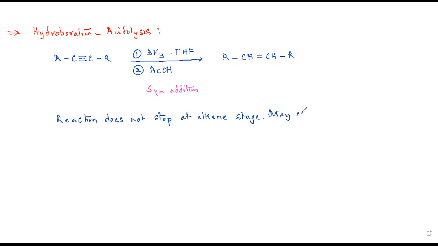May even get reduced to alkanes. So to prevent this, yes, because we are actually planning to prepare alkenes. We don't want alkanes now. So in order to stop the reaction at the alkene stage, you cannot go for the basic BH3 THF, AcOH reagent, because there is every possibility of the alkene getting reduced to alkane.